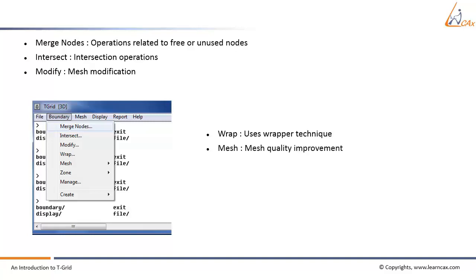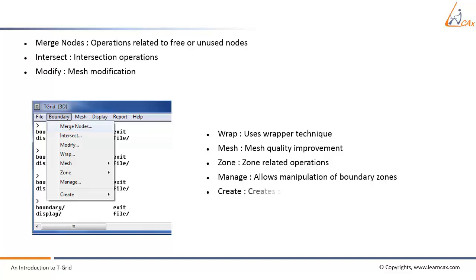Mesh. It allows to improve, refine, remesh, or triangulate surface mesh. Zone. It allows to separate, project, or group phase zones. Manage. It allows manipulation of boundary zones. Create. It creates specific type of surfaces within existing geometry.